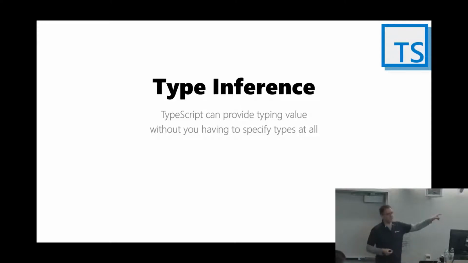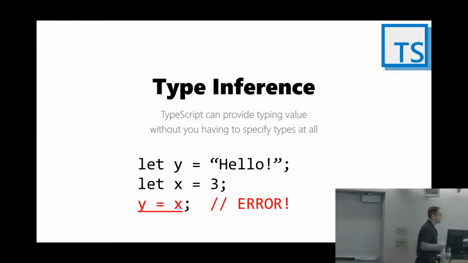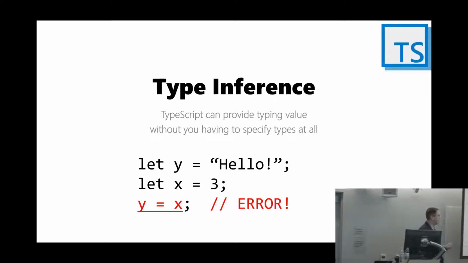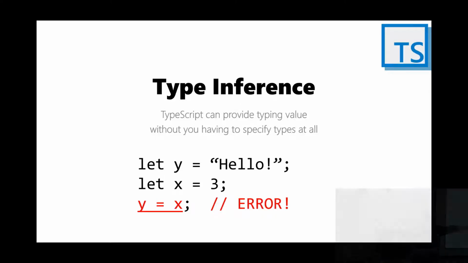But what type inference does is you don't even need to start applying types. Just simply by converting it to TypeScript and running it through that TypeScript compiler, TypeScript will look and say, hey, here's a piece of code. I've got 2 variables here, y and x, right? I'm assigning y to a string, so y must be a string type. I'm assigning x to a number, so x must be a number.